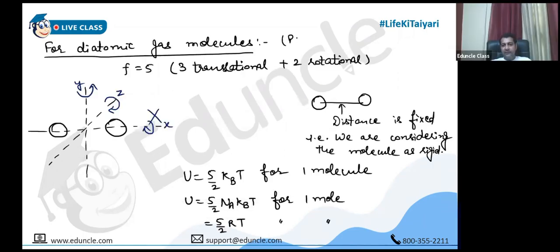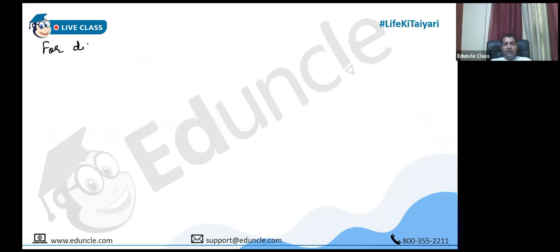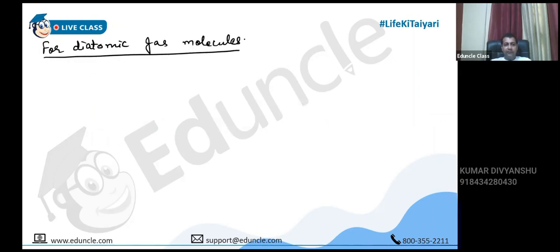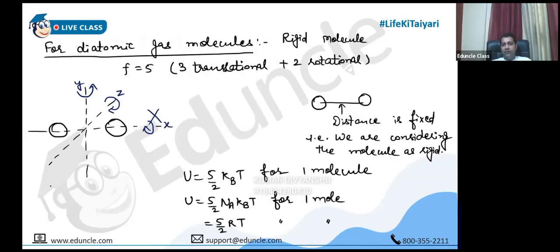You can write the heading rigid molecule, because we are considering the molecule as rigid in this particular example. But the molecule can also be non-rigid. So let us see when the molecule becomes non-rigid. Then it will be capable of vibrating also. So non-rigid molecules, and rigid molecules.